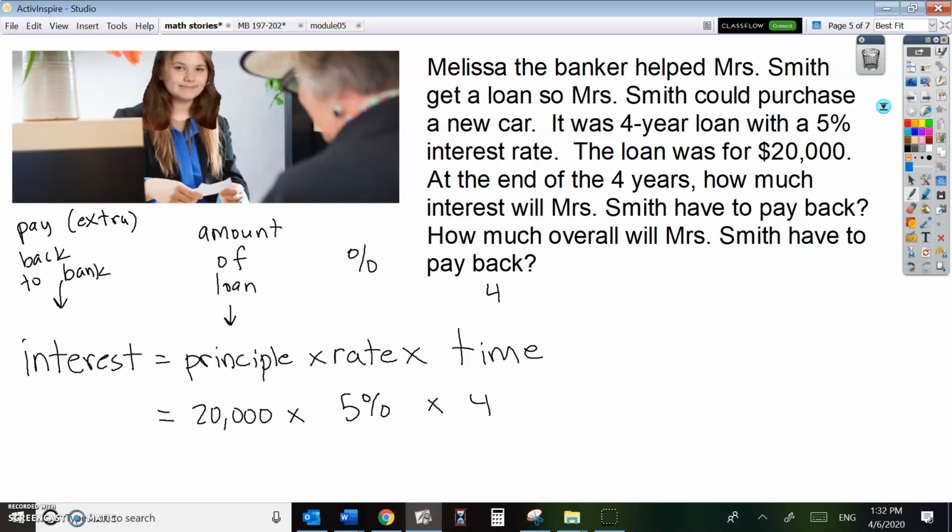By the way, don't you love Melissa the banker's hair? It's almost like it's 2 colors of hair. It's amazing.